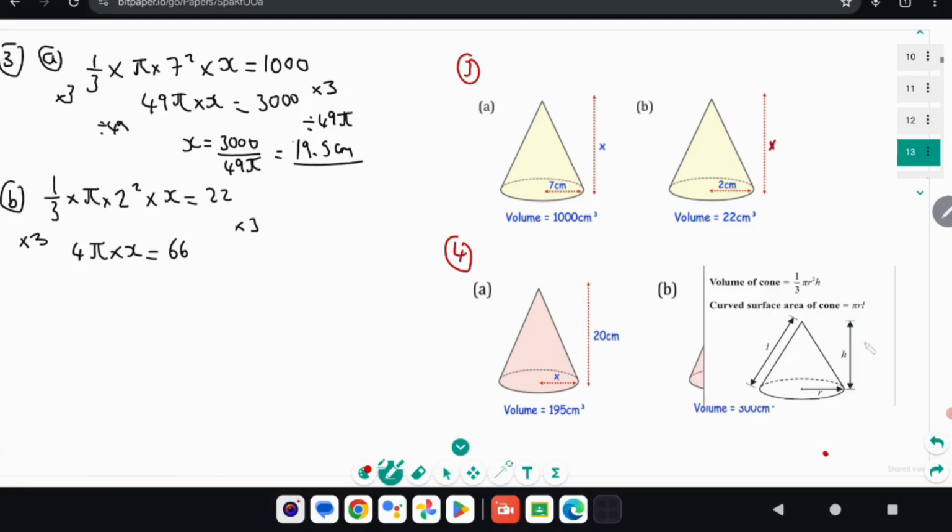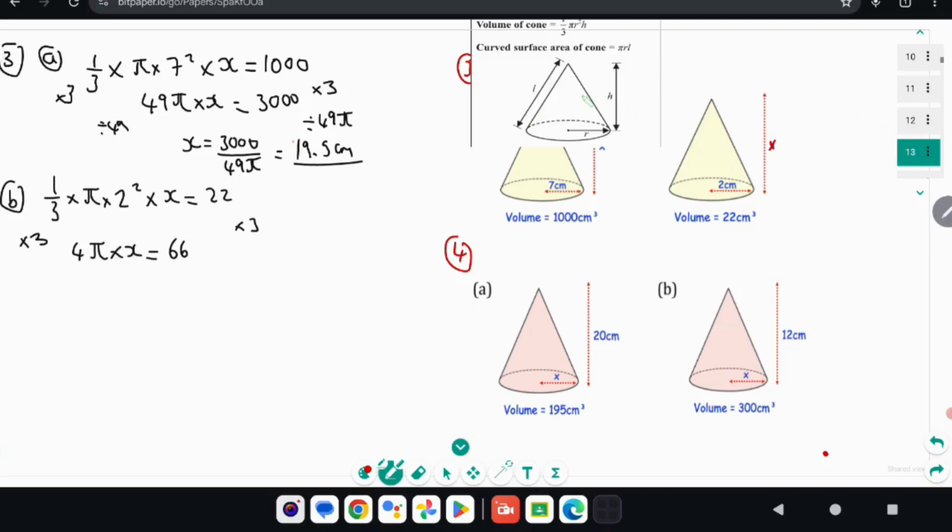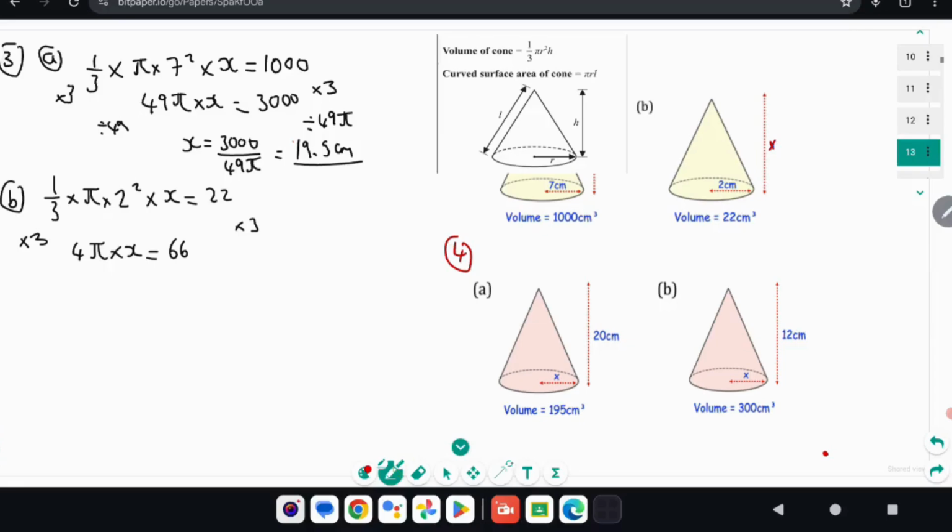I'm going to move this little formula, I'll pop it over there now, and divide both sides by 4 pi. x is equal to 5.3. So for 4a, we know a third times pi times x squared times 20 is equal to 195.